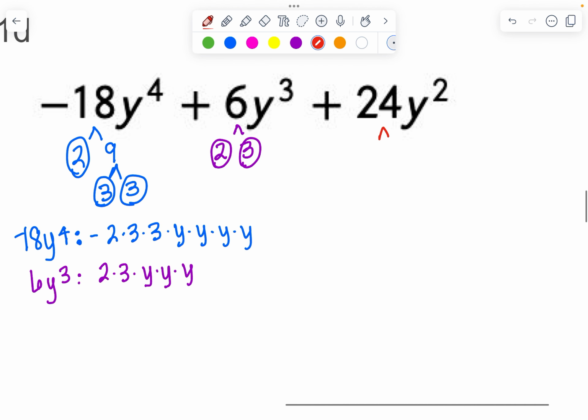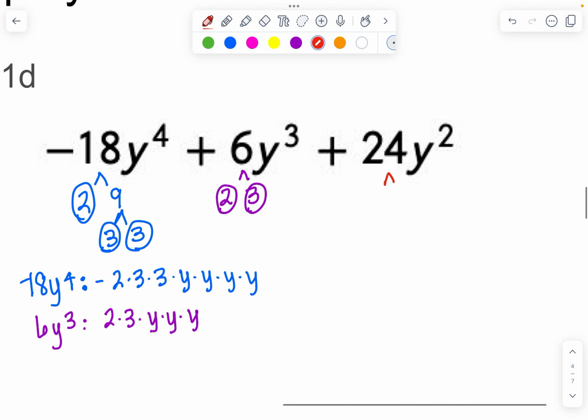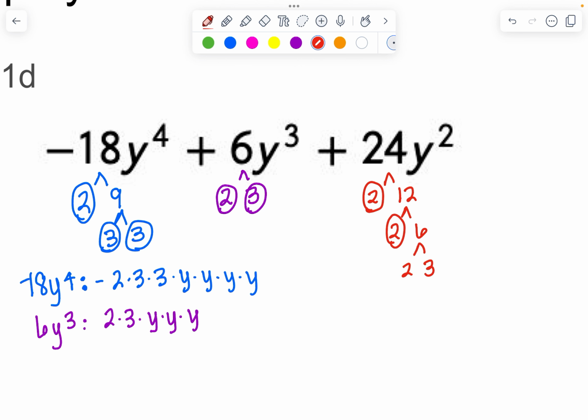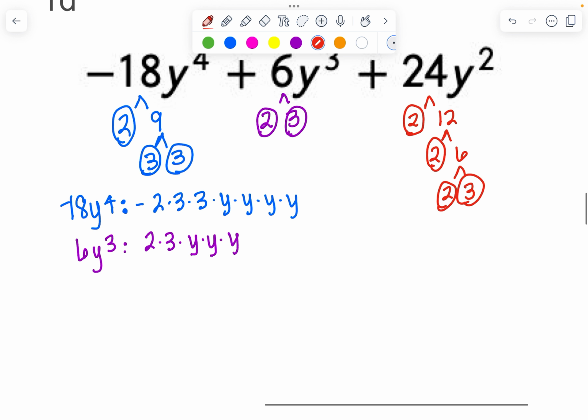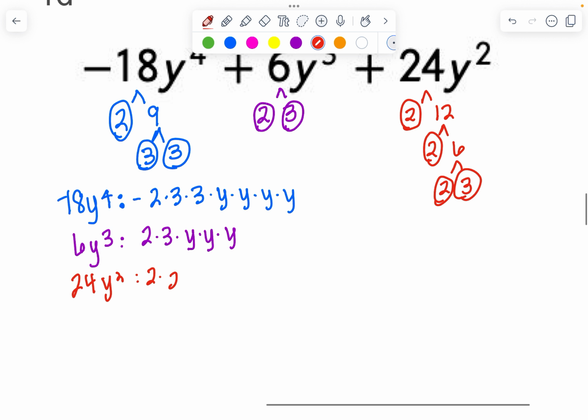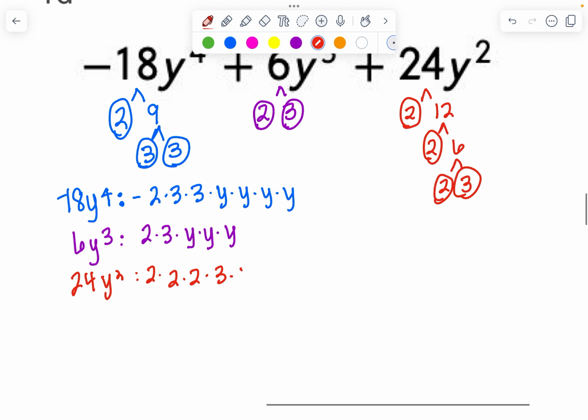24y to the 2nd. I know I can divide 24 by 2. It's 2 times 12, but 2 is prime. 12 then is 2 times 6, and 2 is prime. 6 is 2 times 3, which are both prime. So 24y squared is 2 times 2 times 2 times 3 times y times y.